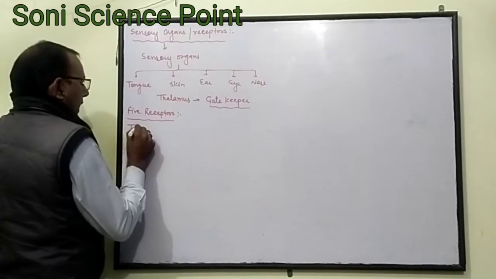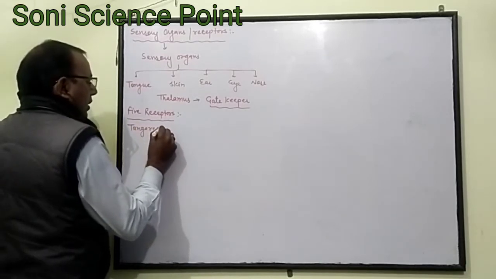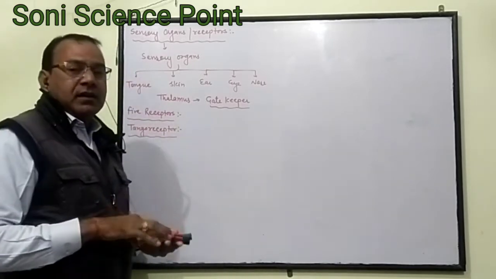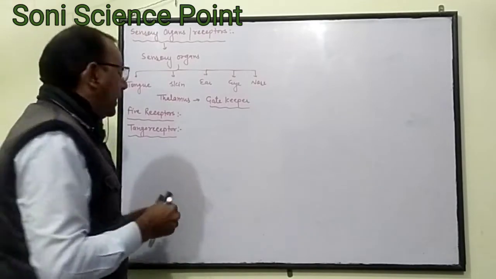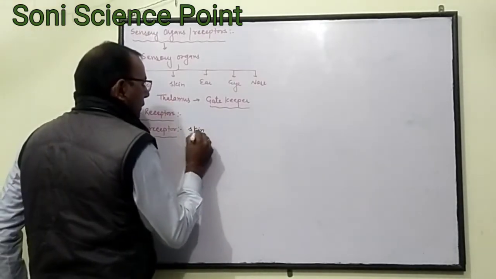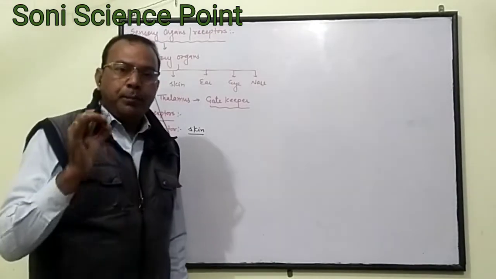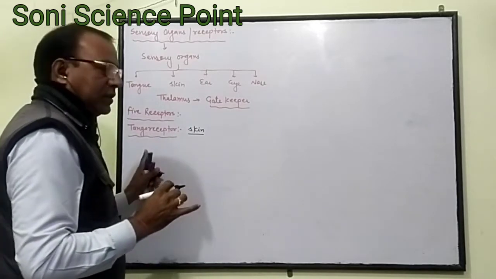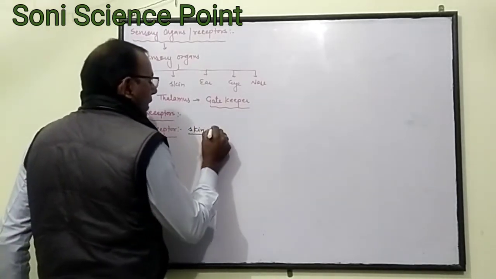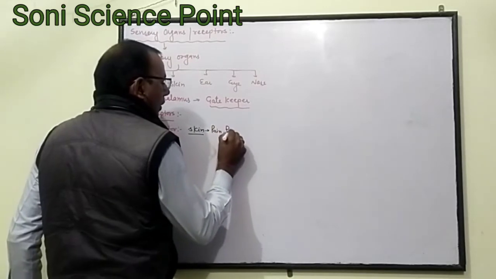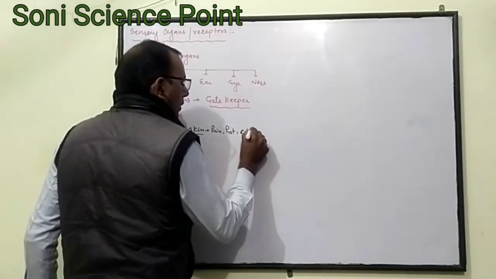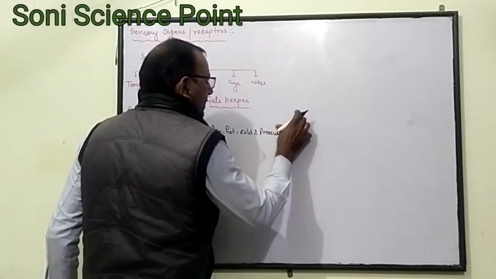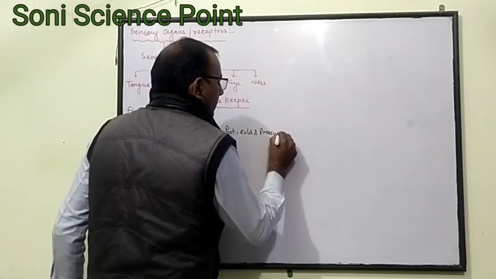First, for example, tango receptors. What do you mean by tango receptors? Tango receptors are related to the skin. We feel hot, cold, pain and pressure with the help of skin. So we can say that skin is a tango receptor.